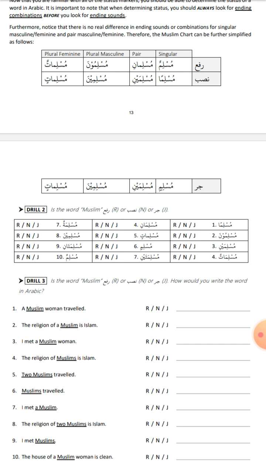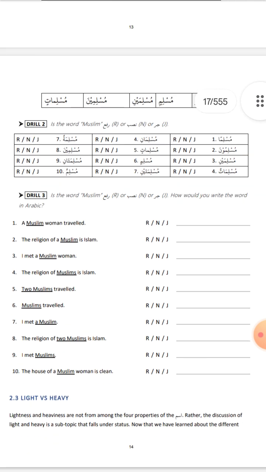Drill two is the word Muslim. Rafa, nasb, jar: musliman, muslimuna, muslimayni, muslimatun, muslimani, muslimatin, muslimin, muslimatayni, muslimatun, muslimina, muslimatin, muslimatani, muslimun.